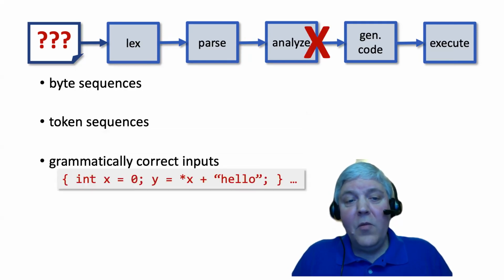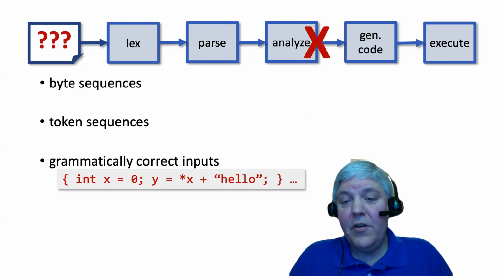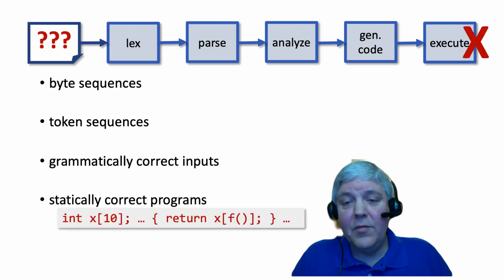Right? So we could try to generate grammatically correct inputs, things that look like they are C programs. This is getting better. We're moving down through the pipeline, but if you look, we're still not getting all the way through because the things that we're generating have serious problems. For instance, in this snippet, Y isn't declared, and we're trying to dereference an integer and add it to a string. This isn't going to make any sense. We're not going to get to execute this program.